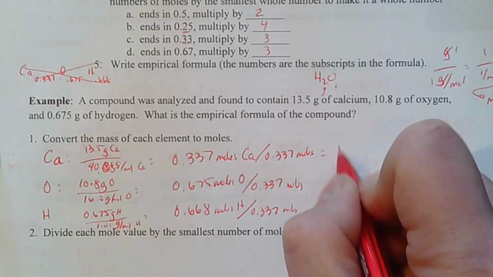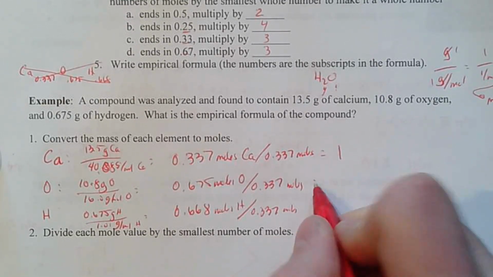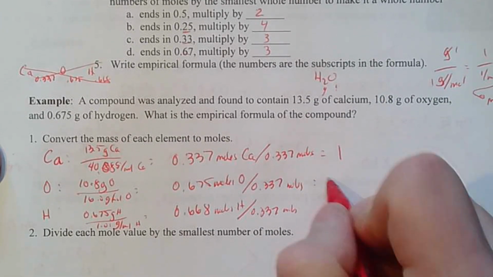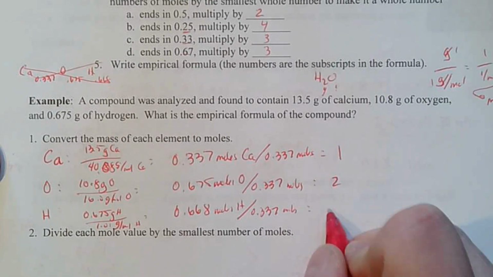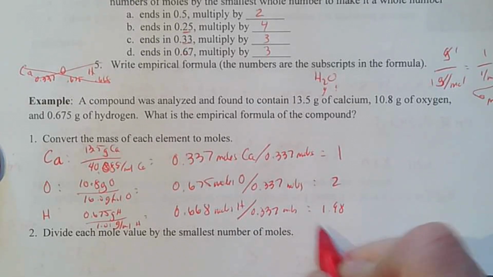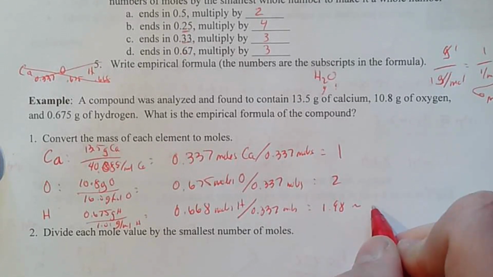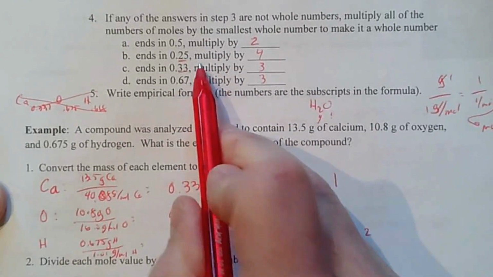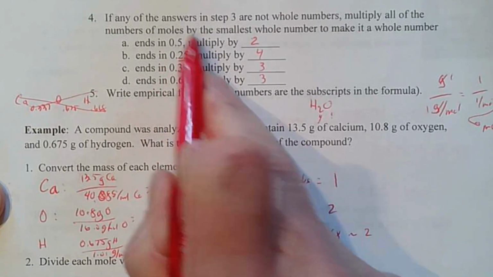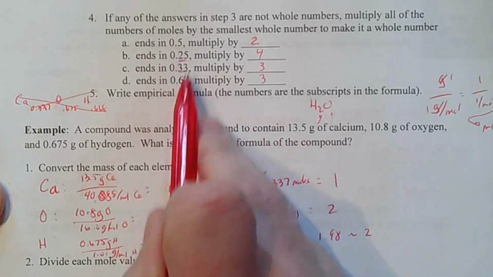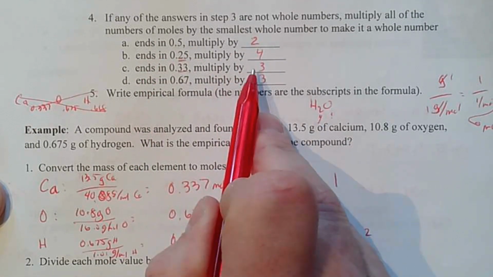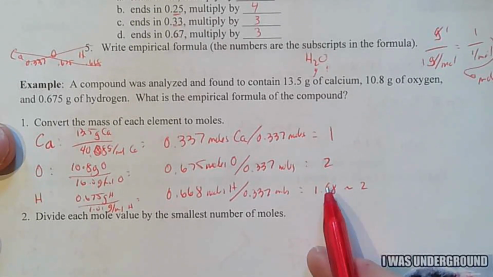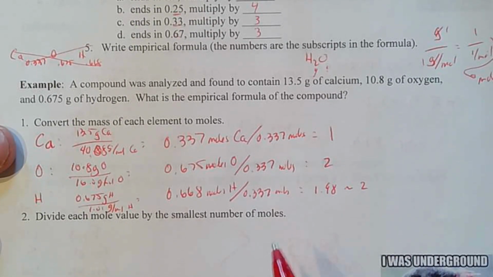So this becomes a 1 because it's divided by itself. 0.675 becomes 2. And this is 1.98, which is close enough that we can round it to 2. You notice it was not close to one of these half values. We'd have to do something about it if it was. But 0.98, since it's pretty close to an integer, we can just round it to that.